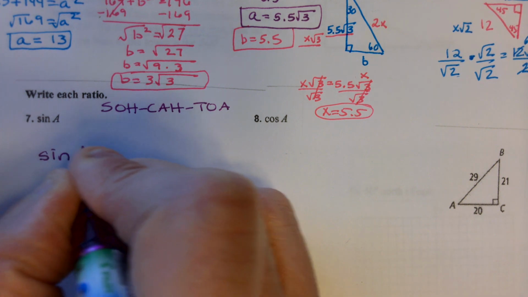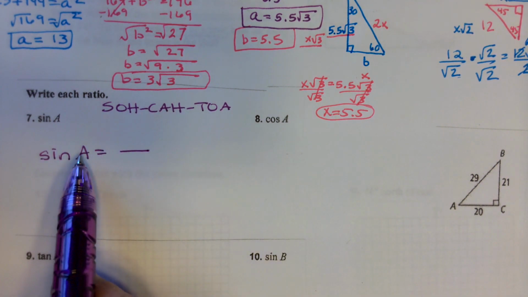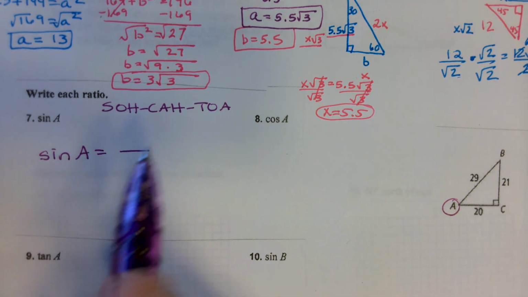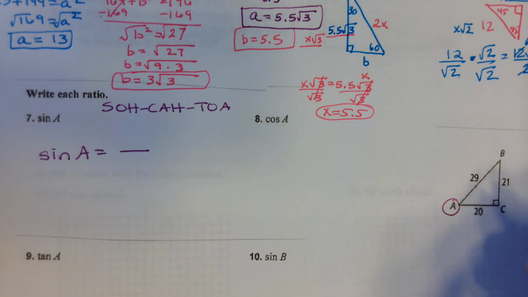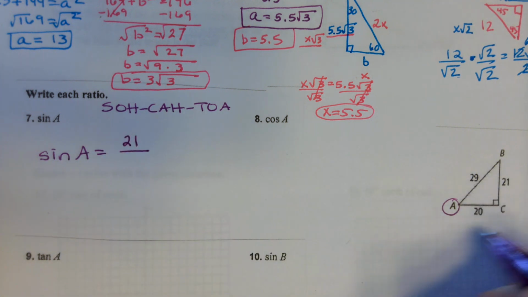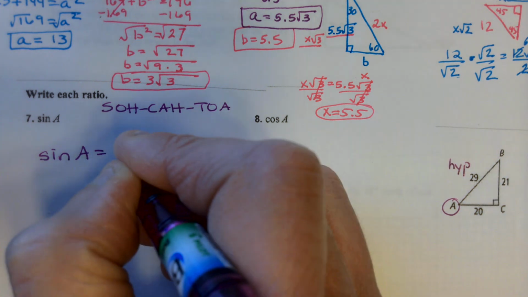So literally the sine of A. Sine is opposite over hypotenuse. So you got to make sure you grab the right angle. Okay, so there's A. I need the opposite side of A. So if I go opposite, it's 21, over the hypotenuse. Where's my hypotenuse on here? Right here. Done.